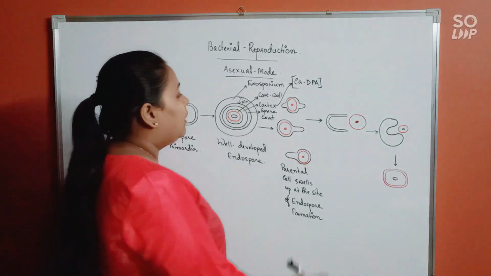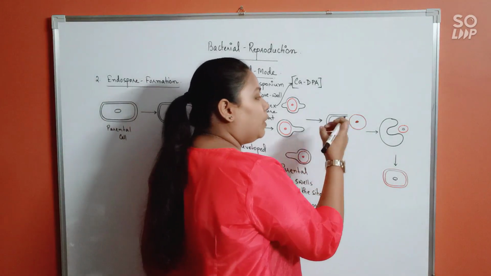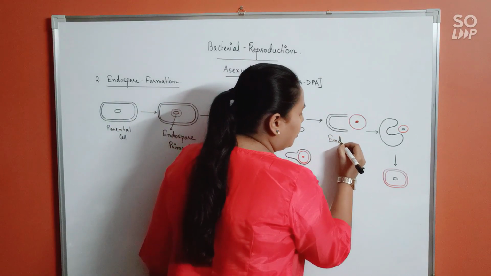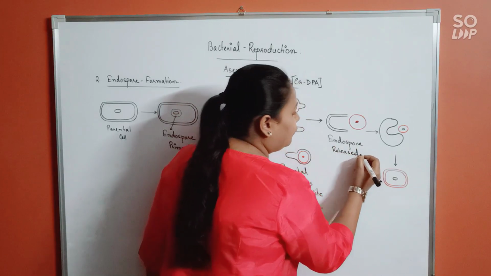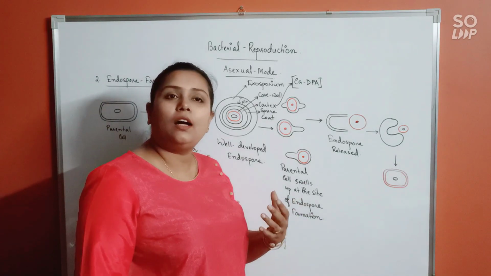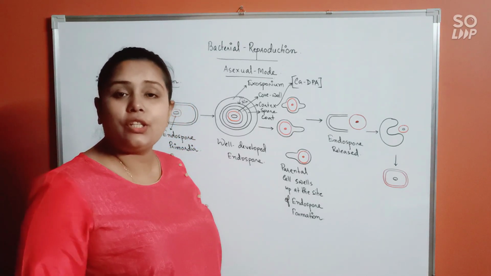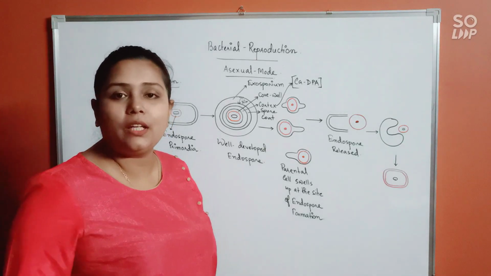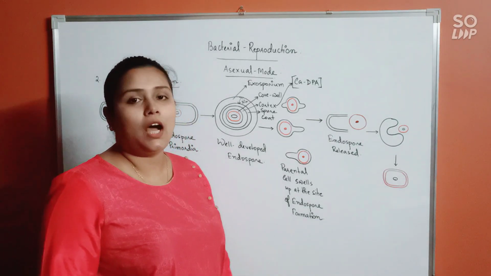Finally, because it is constantly pressurizing the cell wall of the parental cell, the endospore will rupture the cell wall and it will be released. So endospore is released by rupture of the parental cell wall. As the endospore is released, it can easily withstand a lot of harsh conditions in its surroundings because it is a highly resistant spore. It can easily withstand high temperature, say plus minus 100 degrees. It can easily withstand desiccation. So it can withstand the majority of the harsh conditions.